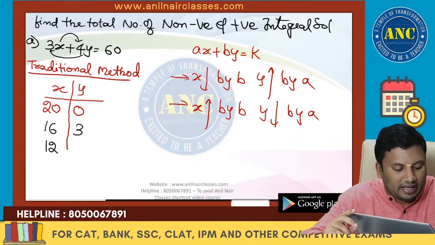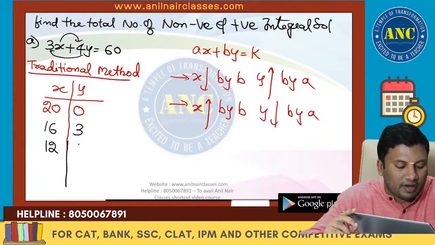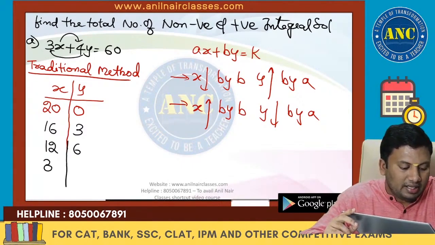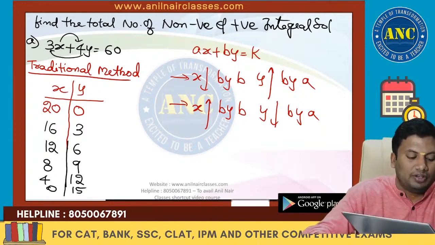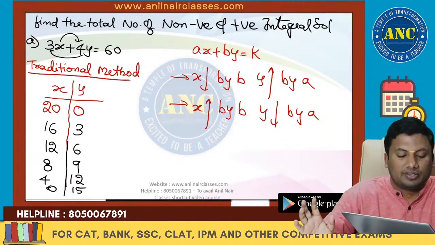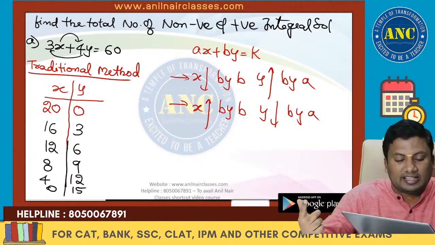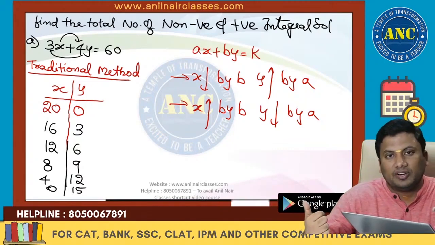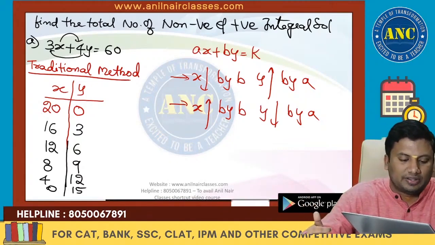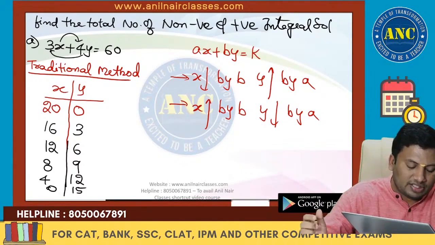Again x will decrease, y will increase, x will decrease, y will increase, x will decrease, y will increase. We started with y value 0, we ended with x value 0. That is what I said in the second point. Either you can start with x 0, you will end with y 0, or you can start with y 0, you will end with x value 0.